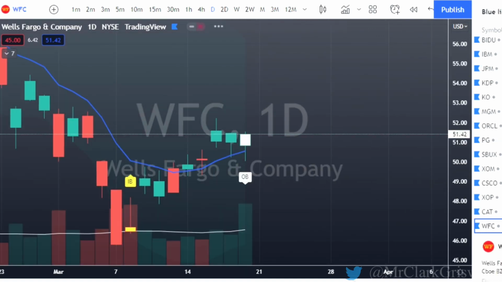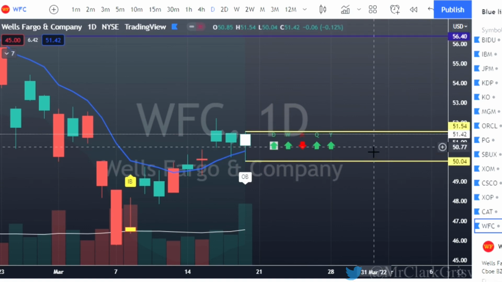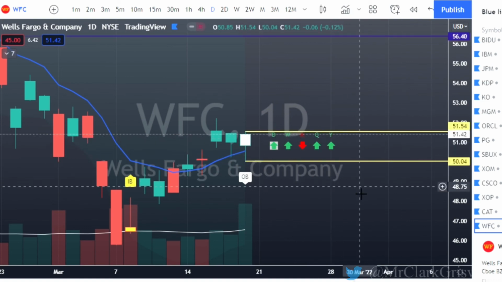WFC, Wells Fargo Company, has an outside bar. We can take calls at 51.54, puts at 50.04.